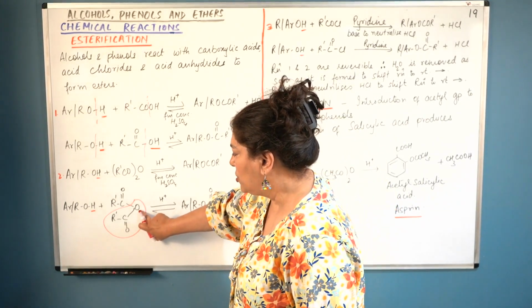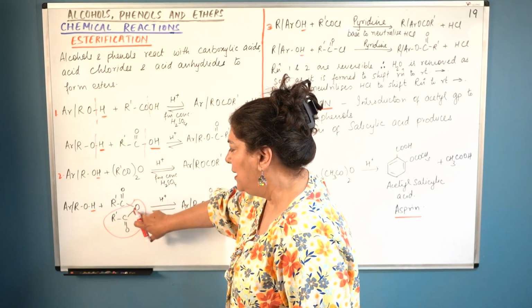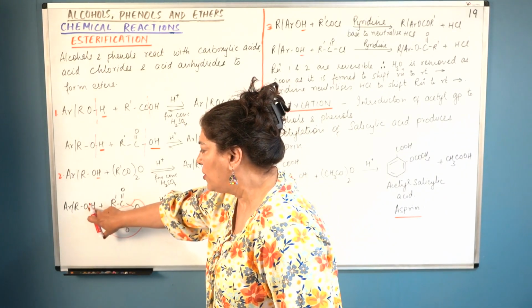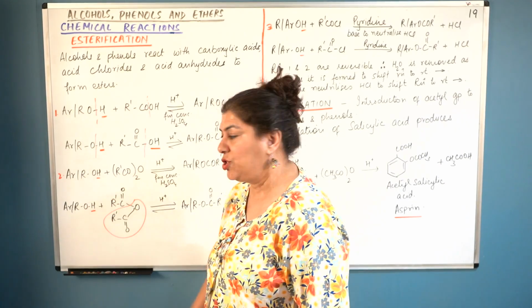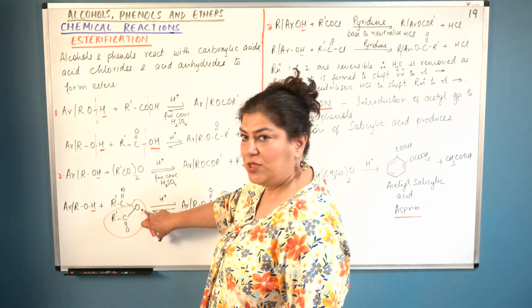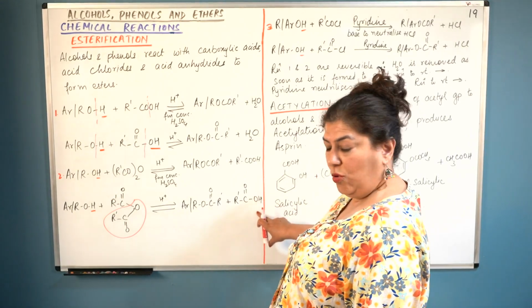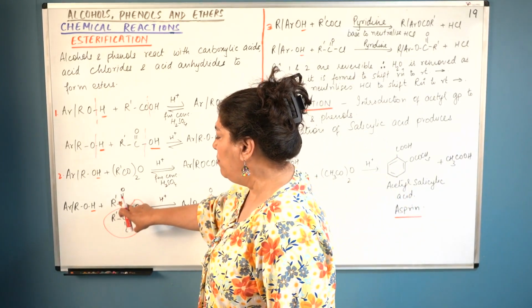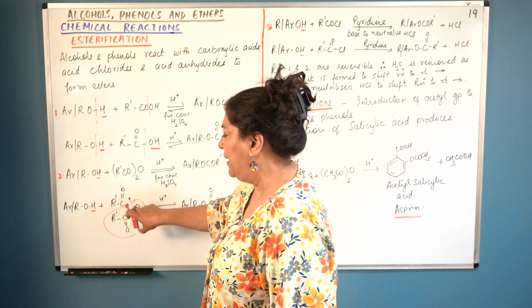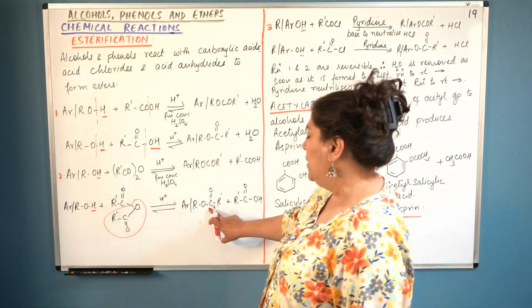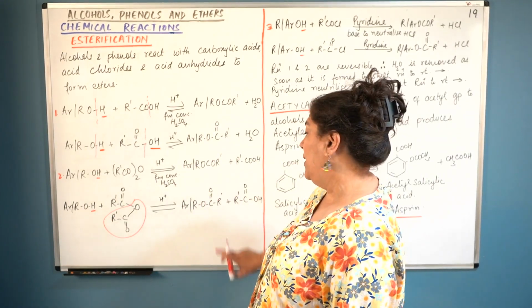Do you see? The oxygen here, if this bond breaks, then it has one electron, and the hydrogen has one electron. Hydrogen joins this oxygen to form R-COOH, and this R-C double bond O, this carbon has one electron which joins the oxygen to form COOR.